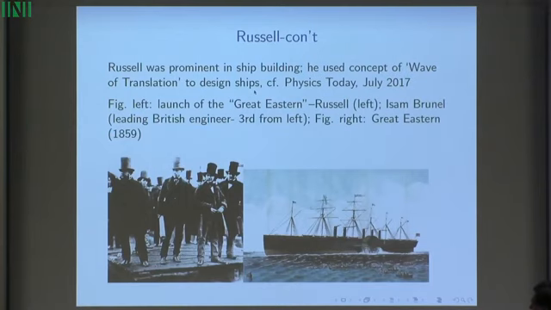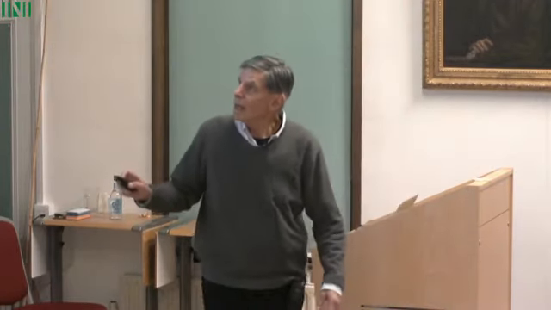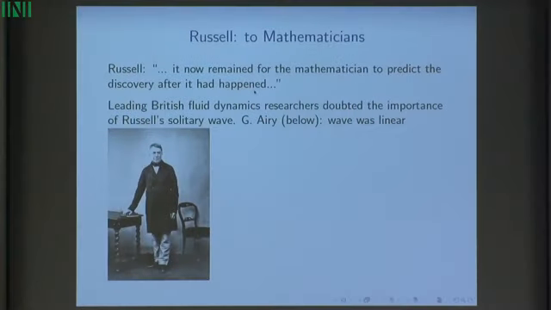And there he is, a later picture of him. And there is his colleague, Brunel, who's a well-known British engineer. But unfortunately, this Great Eastern wasn't so successful, because they had backup sails to the powerboat, because early on, I guess, powerboats weren't so reliable. But later on, people gave up on sails when they wanted to transport people and machines. And Russell said, it now remained for the mathematician to predict the discovery after it happened.